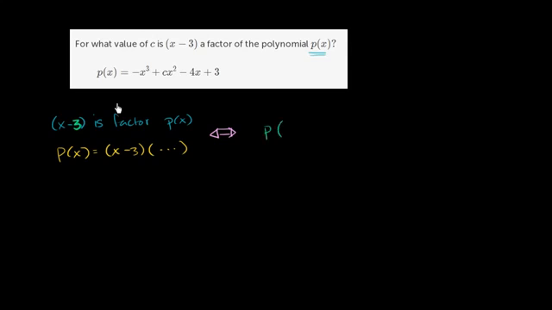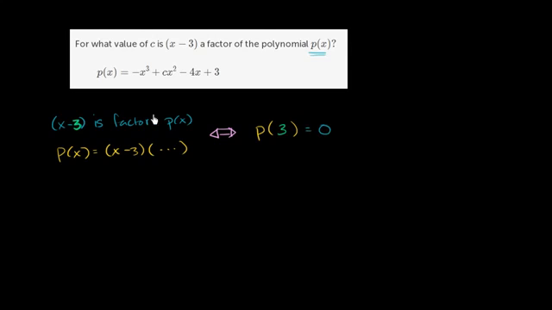So the remainder theorem tells us that if x minus 3 is a factor of p of x, and that's another way of saying that p of x could be written as x minus 3 times something else, this is true if and only if p of 3 is equal to 0. This is true if and only if p of 3 is equal to 0.